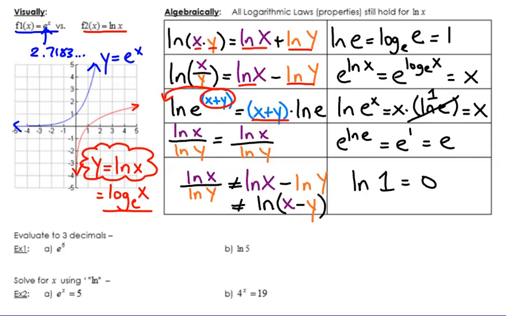If you put two lns and you divide them, then it doesn't actually mean that you're subtracting like this. It also doesn't mean that you're subtracting like this. All it means is that you're actually just doing the division of both of them.